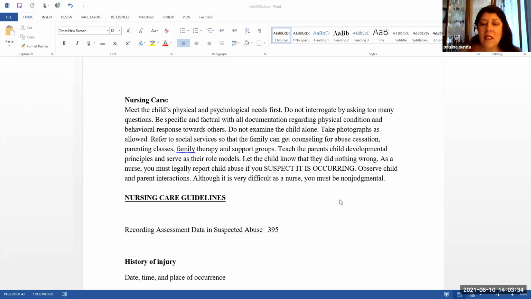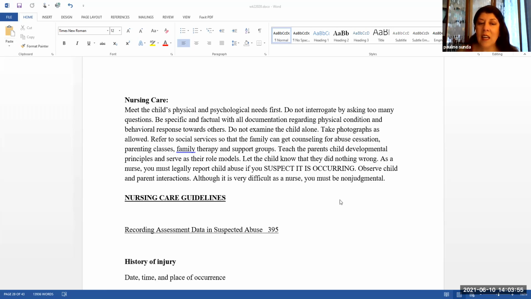Take photographs as allowed. Refer to social services so the family can get the counseling for abuse cessation, parenting classes, family therapy, and support groups. Teach the parents the child developmental principles, and you want to serve as a role model. Let the child know that they did nothing wrong.